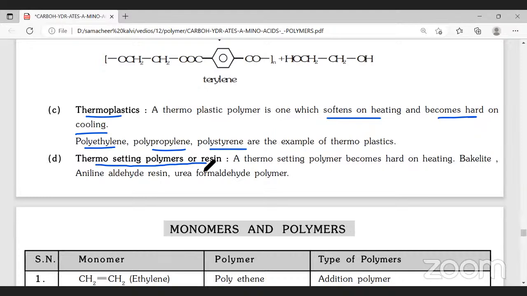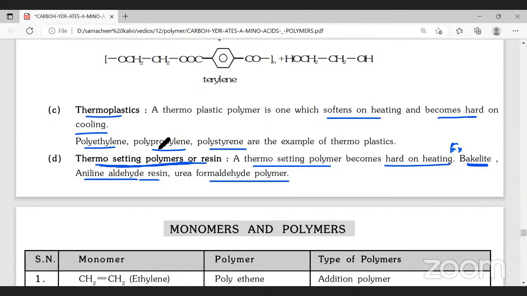Thermosetting plastics or resins. This thermosetting polymer becomes hard on heating and it cannot be remolded again. It is not capable of becoming soft on heating again. It becomes permanently hard. Therefore, it cannot be remolded on heating. So those kinds of polymers are called thermosetting polymers. Examples of thermosetting polymers are bakelite, aniline aldehyde resin, urea formaldehyde polymer. All these are examples of thermosetting plastic.